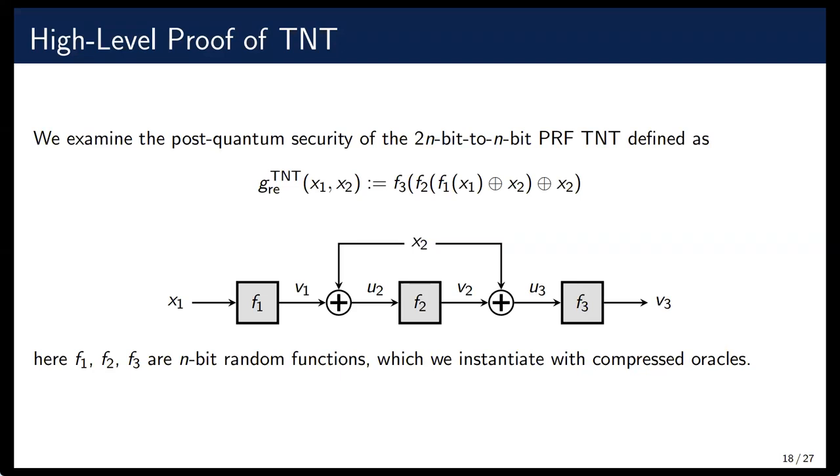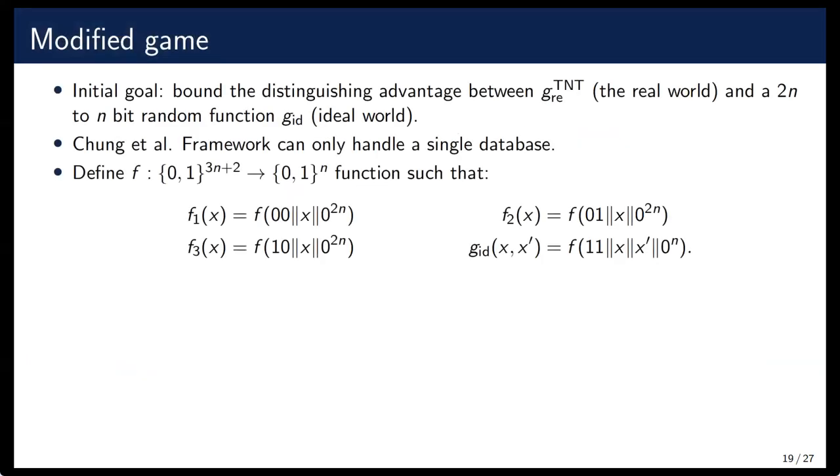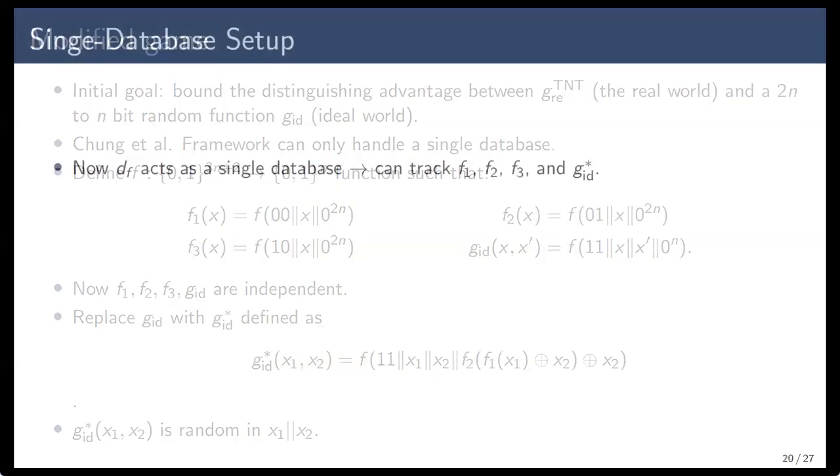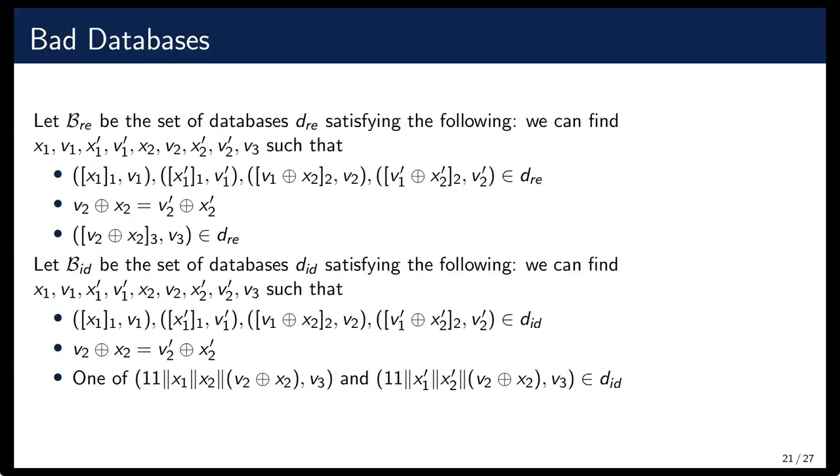So essentially, what we want is just to avoid collisions on U3. So for that, we just choose to define the bad database. We just want to avoid all pairs x1, x1 prime, x2, x2 prime, v2, v2 prime, such that they lead to the same U3. So formally, we will take that. So in the real world, we have some v2 equal to v2 prime, so x2 prime, so that we can find the v3 that corresponds to that in the database. And the same thing can be done in the other one.